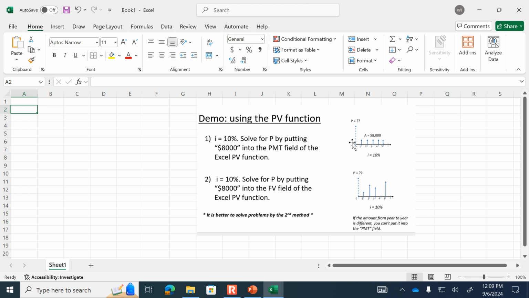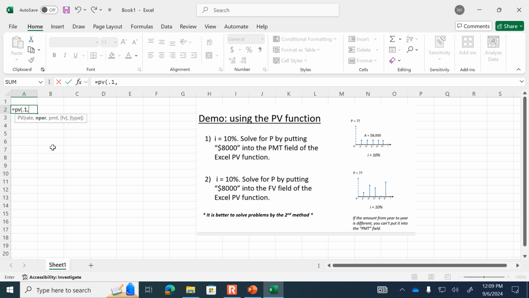Now I can, with the PV function, type the numbers directly into the equation. So see, it's prompting me here. It says rate in bold. So I could type in 0.1 as the rate. Now after the comma in bold, it's saying NPER, the number of periods. So I can type in the number 5 for the number of periods. Now it's asking me for the payment. The payment, meaning an annual recurring amount, a uniform series in other words, is 8,000.